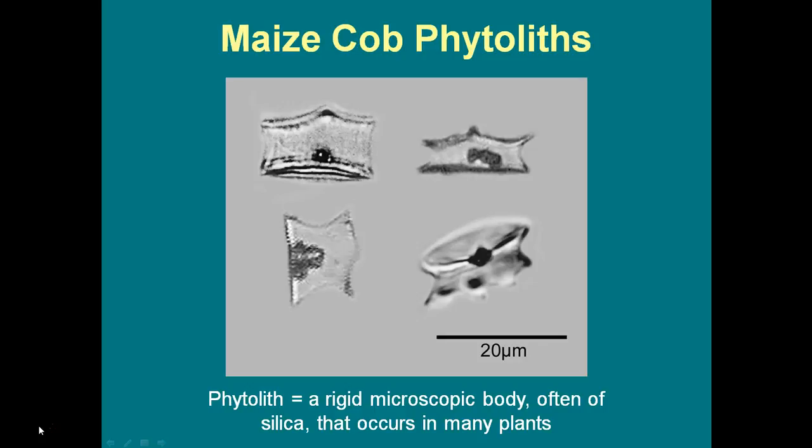So even after the maize cob decays, these small little rocks that were essentially inside the cell walls of the maize remain behind in the soil, and they are very small. That scale is 20 micrometers, 20 millionths of a meter. They have distinctive forms based upon the species that they come from, and specialized analysts can identify these from soil samples.